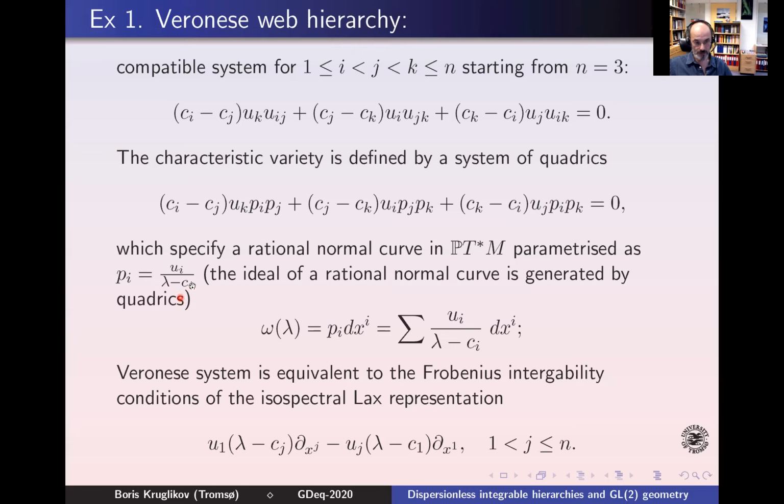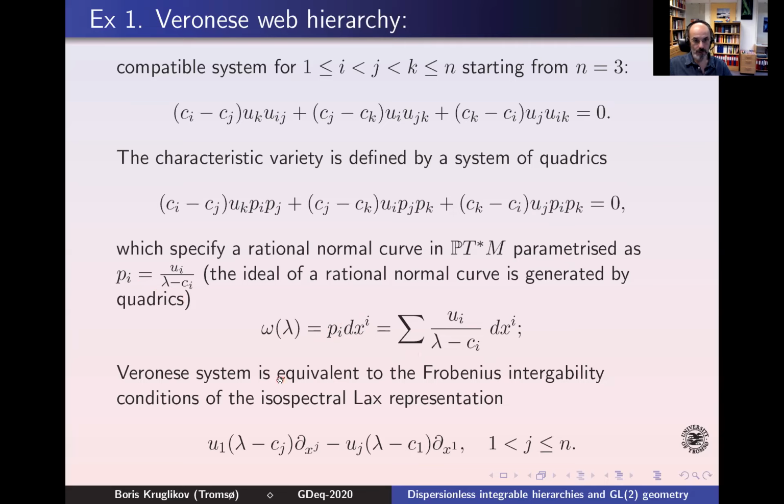Okay, and you see it actually contains an arbitrary parameter lambda. If I put this standard form for the covector pi dxi, that's omega lambda, then I have this expression. Of course, it's not polynomial in lambda. You have to do what was said before. You have to clear denominators, and then you will have a polynomial of degree n minus 1. Okay, so that's actually a rational normal curve.